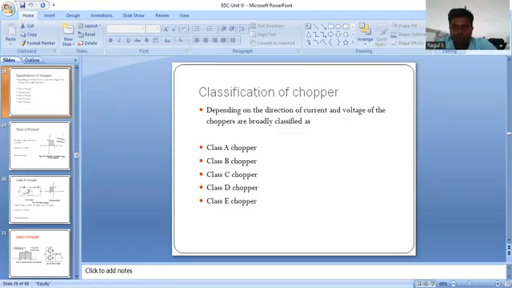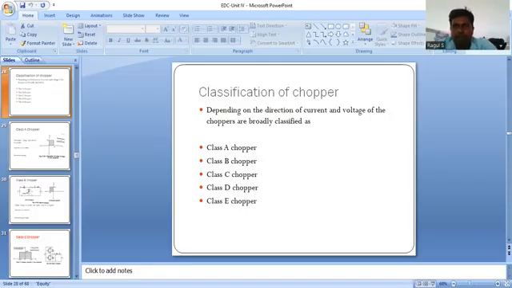This is a class A chopper. In a class A chopper, the output voltage and the output current are always positive. It operates in the first quadrant. There are four quadrants. In the x-axis we consider the output current, and in the y-axis we consider the output voltage. In this manner, the coordinate plane is split into four quadrants.